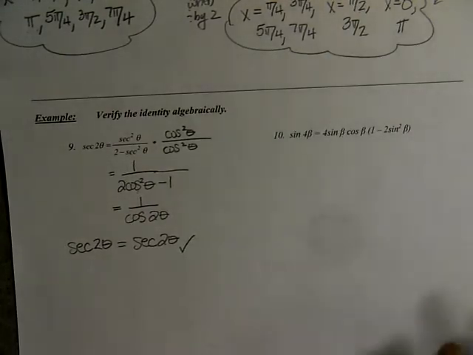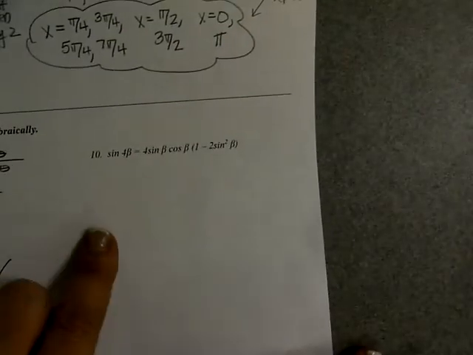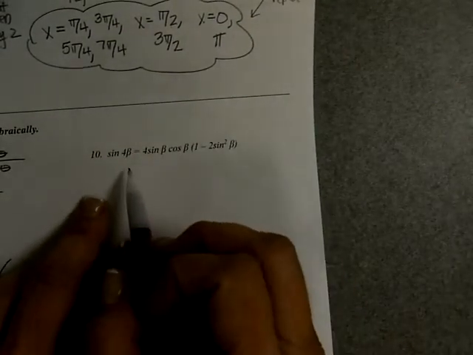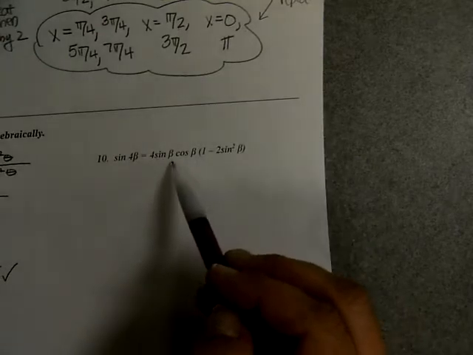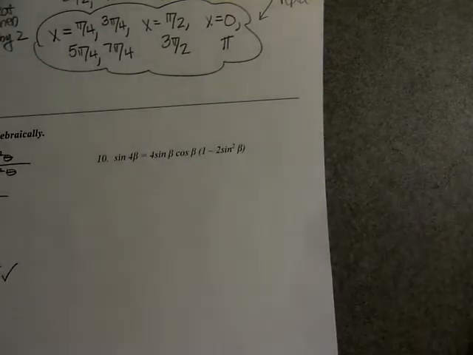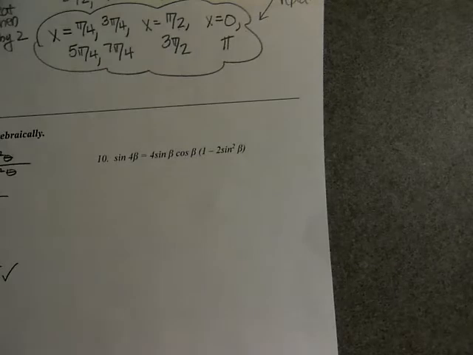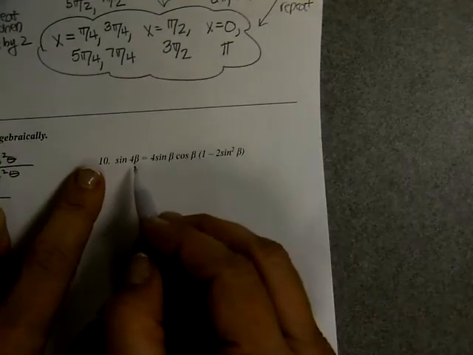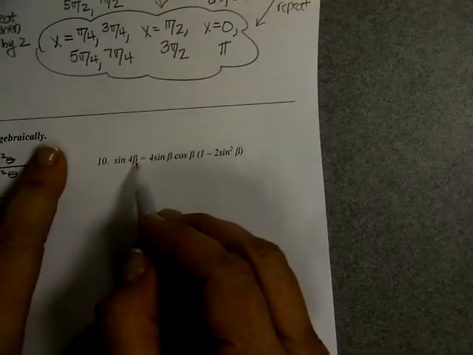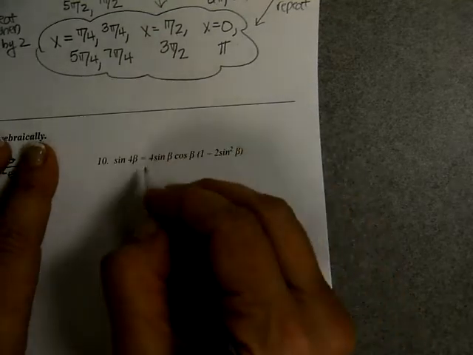So that's just a little trick for number 9. Number 10, we have the sine of 4 beta equals 4 times the sine of beta cosine beta times 1 minus 2 sine squared beta. Whew. All right, so I know that I want to maybe turn this into 4 beta somehow.